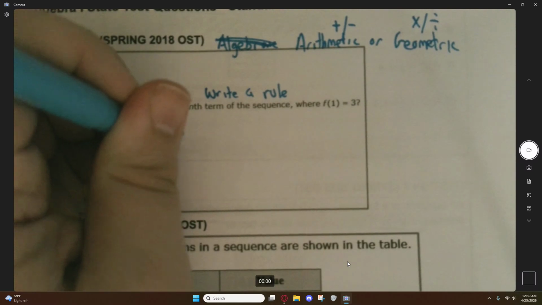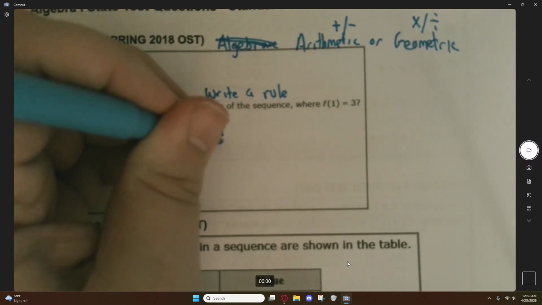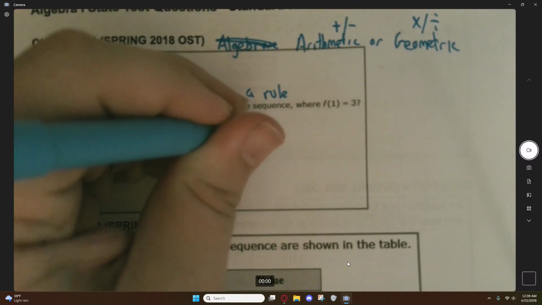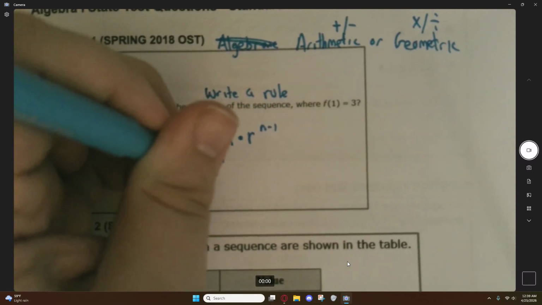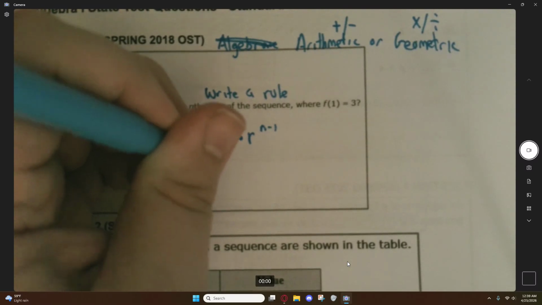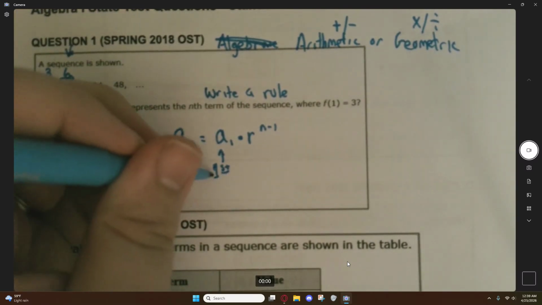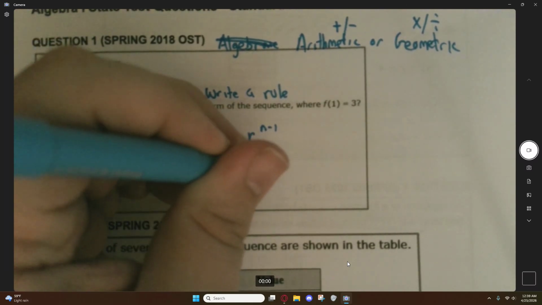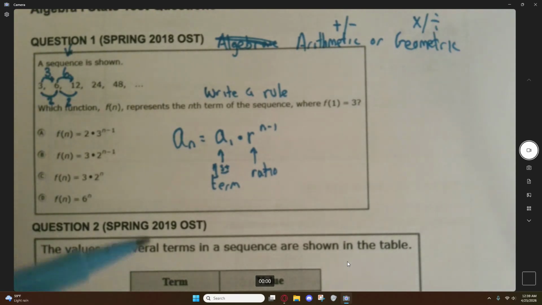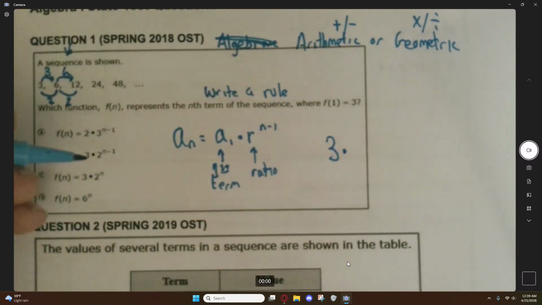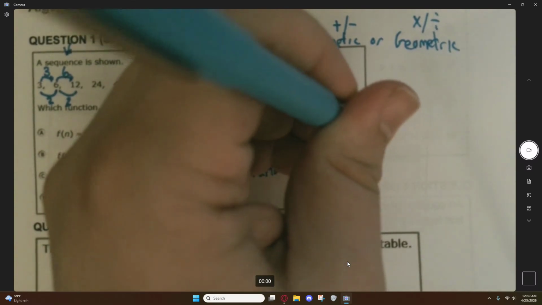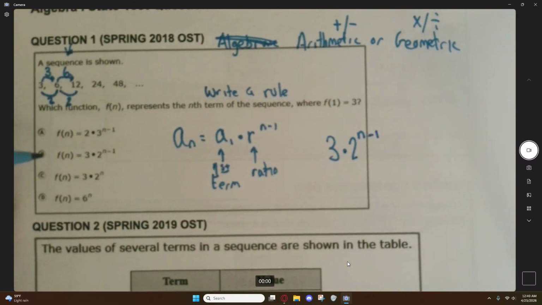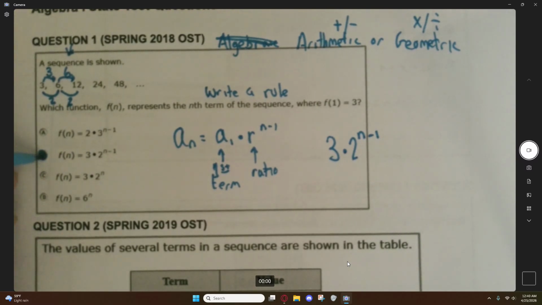So we have to write our rule. A of n equals a1 times r to the n minus 1, where a1 represents your first term of the sequence, and r represents your common ratio, or your common rate. In this case, our first term of the sequence would be 3 times your ratio, which is 2 to the n minus 1. Which of these does that fit? Choice B.